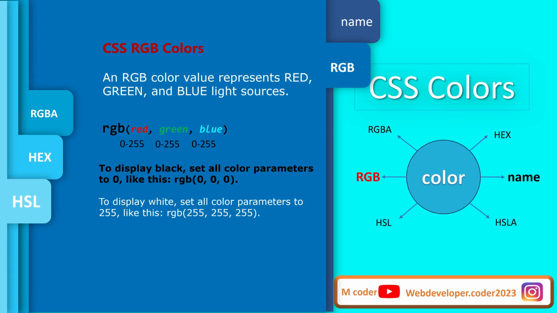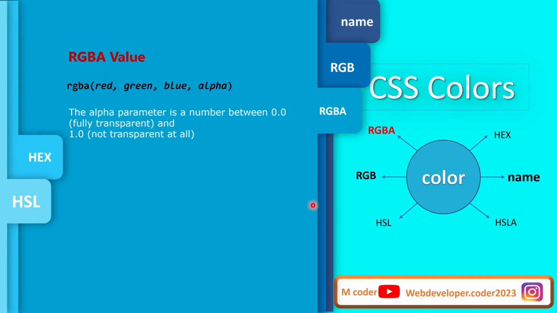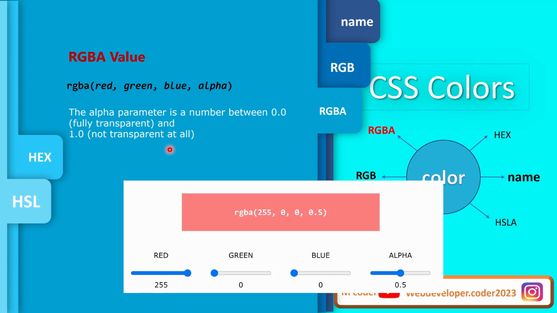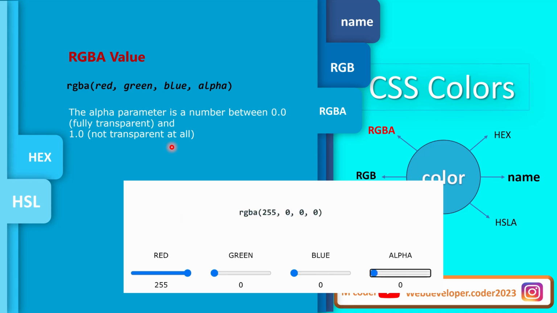Now we examine RGBA value. RGBA color values are an extension of RGB color value with an alpha parameter. What is alpha? Alpha specifies the opacity for color. The alpha parameter is a number between 0 to 1. 0 is fully transparent and 1 is not transparent at all. The alpha parameter specifies the opacity of the color. If we set it to half, it becomes less transparent. If I set it to 1, we have the full color, and if I set it to 0, it becomes completely transparent and the color disappears.